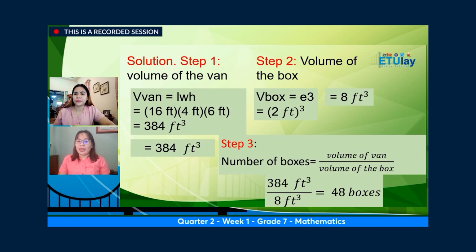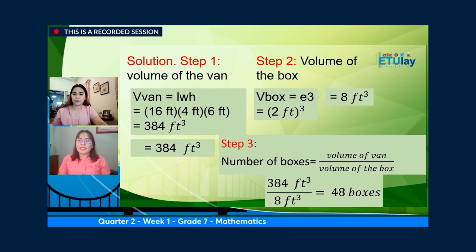For step 3, number of boxes is equal to volume of van over volume of the box. Substitution, 384 feet cubed over 8 feet cubed. And the answer, 48 boxes.